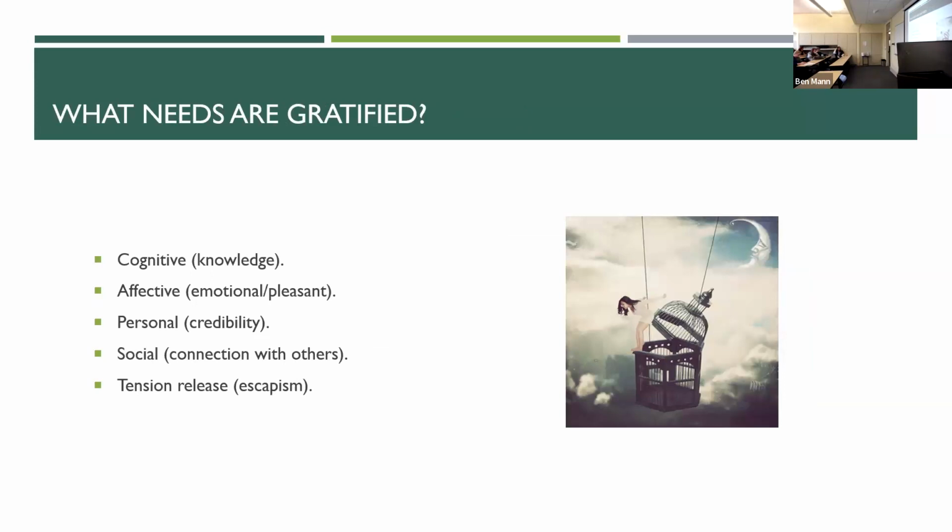So Katz suggests a variety of different types of needs that we attempt to fulfill. One of them is cognitive, right? So for instance, there's been a major event or issue that's occurring and we want to understand what all is going on, right? Yesterday, Joe Biden just announced he's running for re-election. So what's going on? What was that announcement? I want to understand, so I'm going to use media to get there.